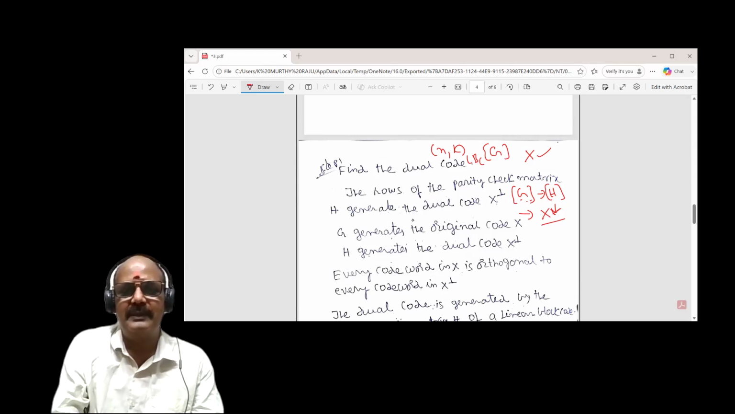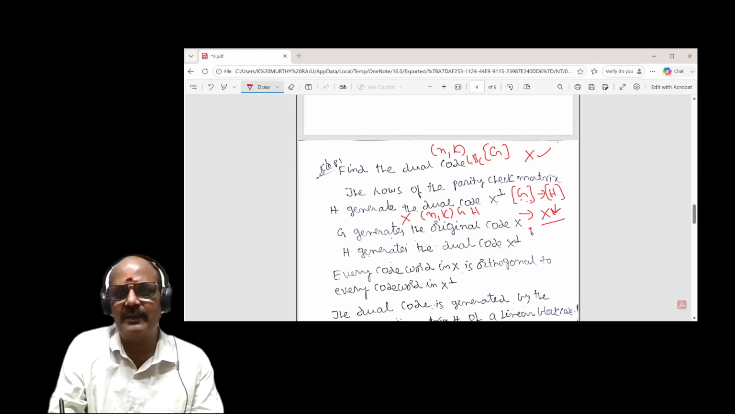Suppose capital X is the linear block code, represented by (N, K). G is the generator matrix and H is the parity check matrix. The rows of the H matrix: suppose 3 rows are there. Row 1, Row 2, Row 3.